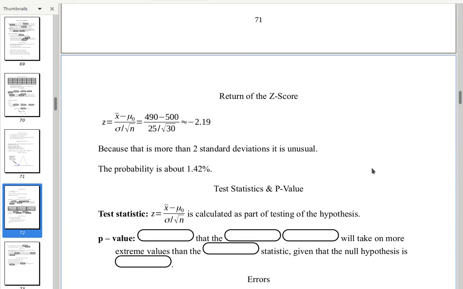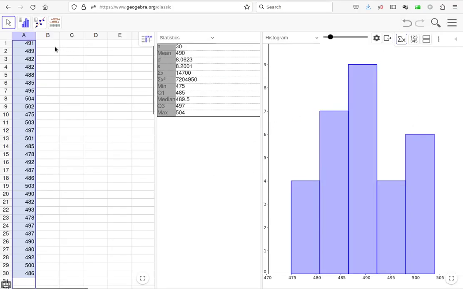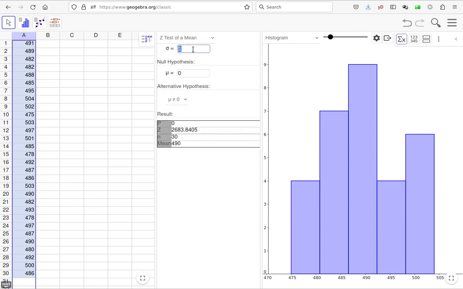Notice that we can do this from inside of GeoGebra as well. So if I go back to the spreadsheet that we were using, this is the first one where we plugged in the life of the 30 batteries in our sample, and we got the mean of 490. Let's now look at a z-test of a mean. We're going to put in the manufacturer's specifications, so what we were told should be true about these batteries. That is a standard deviation of 25, and that the null hypothesis has a mean of 500, and that we were interested in showing that that was in fact lower. And here's our p-value, exactly what we just got from the normal distribution calculator, about 1.42%.